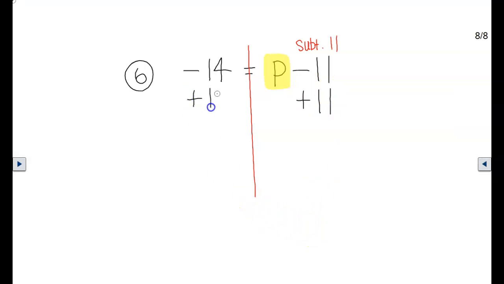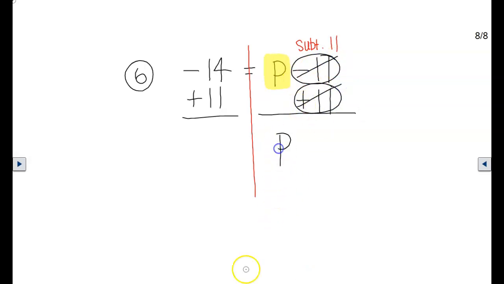If you do it to one side, you do it to the other. This subtract 11 and this add 11 cancel each other out. So now you have P all by itself over here, which is what you wanted. That is equal to negative 14 plus 11, which is a negative 3. So notice the answer does end up kind of backwards, but the steps are the same. We are doing exactly the same thing.